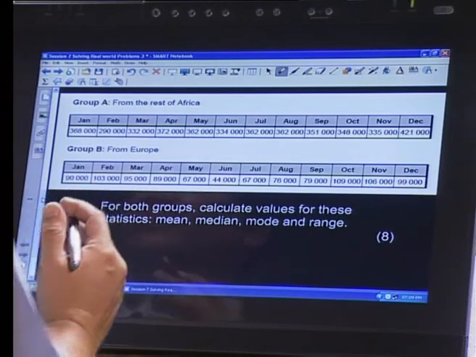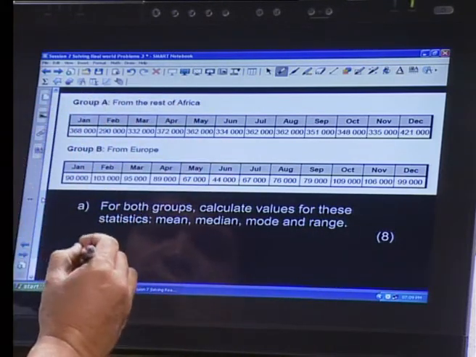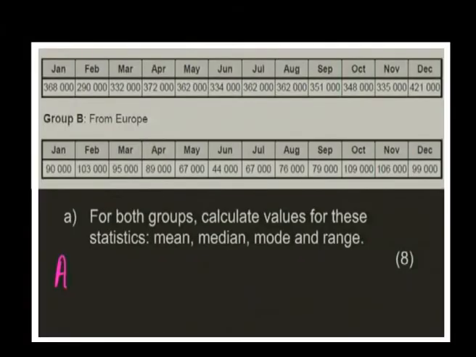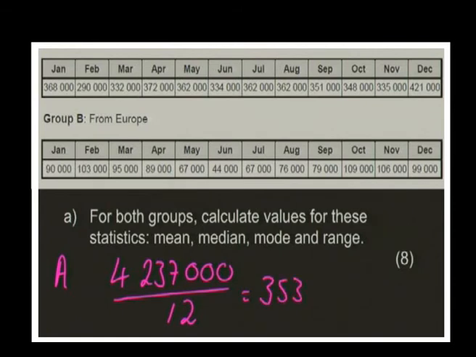Now I've cheated a bit because I've actually added it all up, and I'm going to say for group A we've got a total here of 4,237,000, okay, and we're going to divide that by 12. So I've taken all those figures, added them together. That's the result I got, 4,237,000, dividing it by 12, and we get an answer of 353,083.